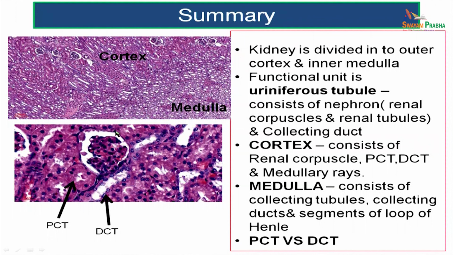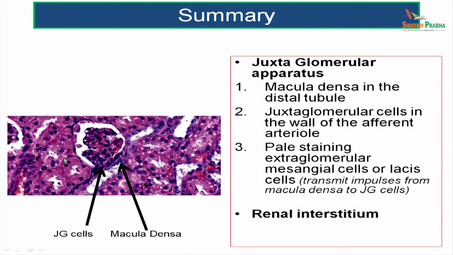This one is the renal corpuscle as seen in the cortex with its outer Bowman's capsule and inner glomerulus, which is nothing but a tuft of capillaries. We have also detailed the juxtaglomerular apparatus, which includes three structures: the macula densa in the distal tubule, juxtaglomerular cells in the wall of the afferent arteriole, and pale staining lacis cells, which are important in transmission of impulses from macula densa to juxtaglomerular cells. And we have seen the role of juxtaglomerular apparatus in control of blood pressure.